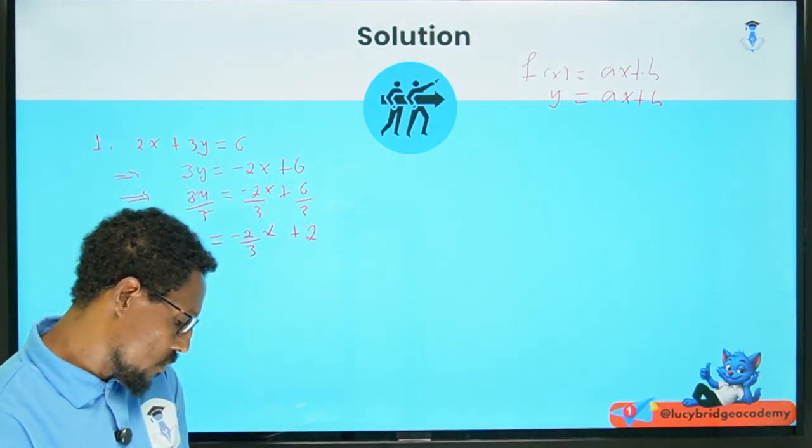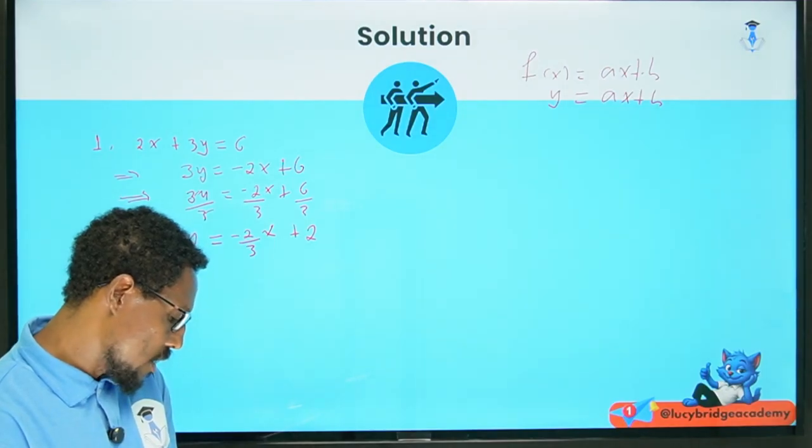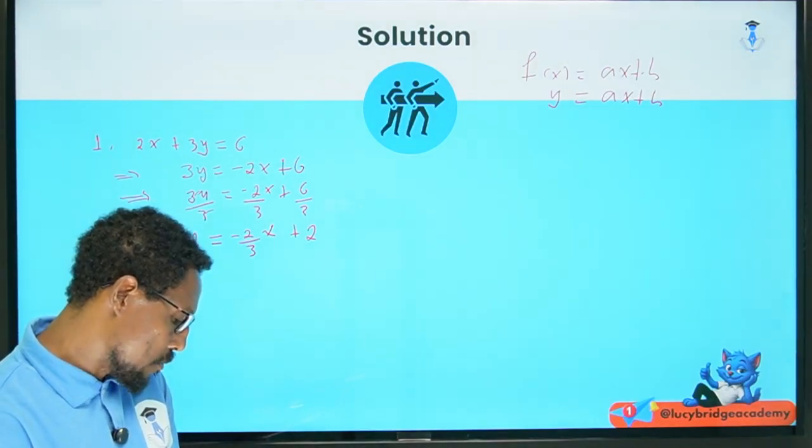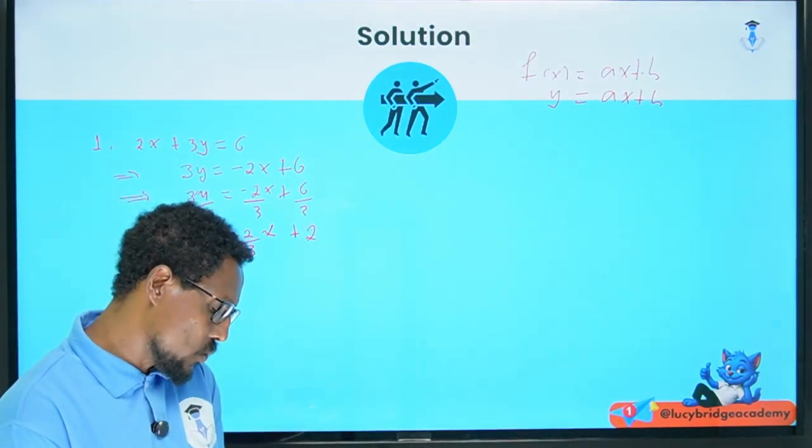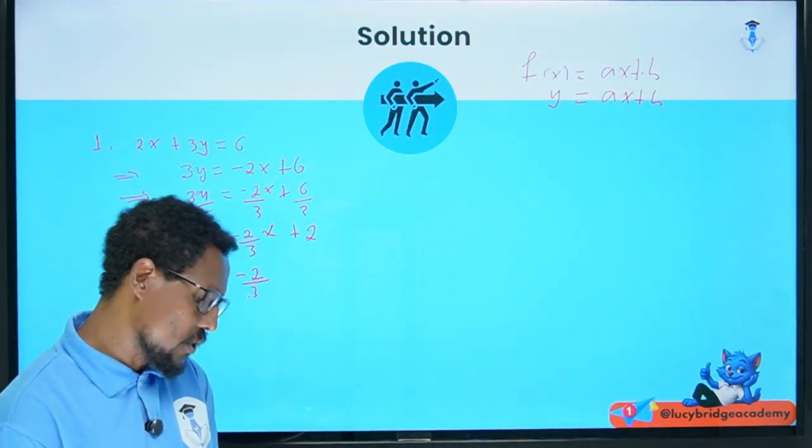Now the slope, which is a. The coefficient of x, which is minus 2 over 3, is the slope.